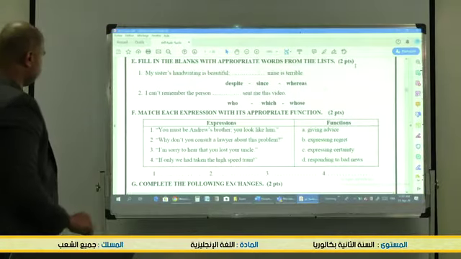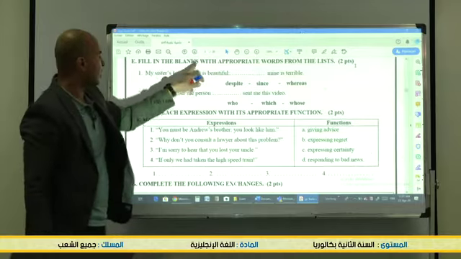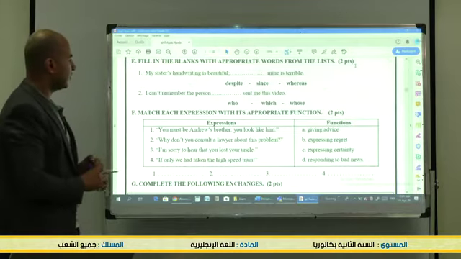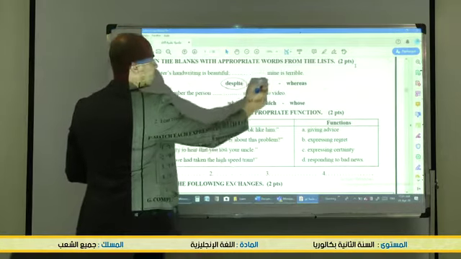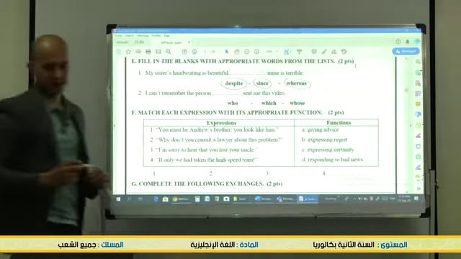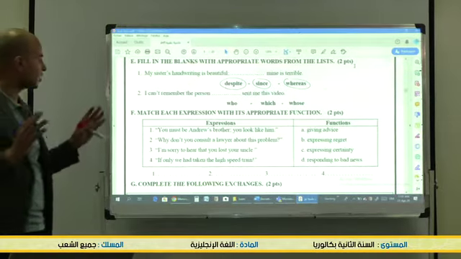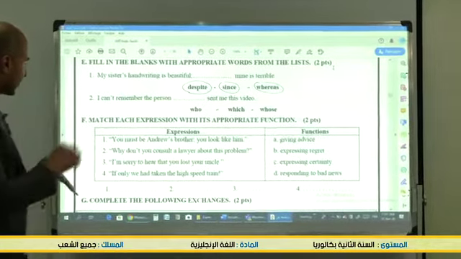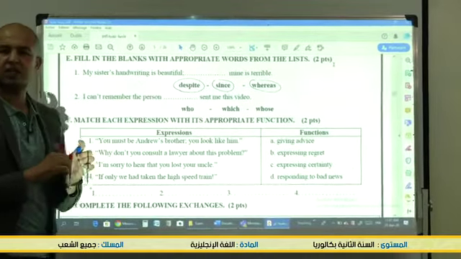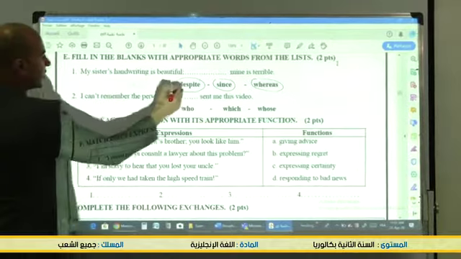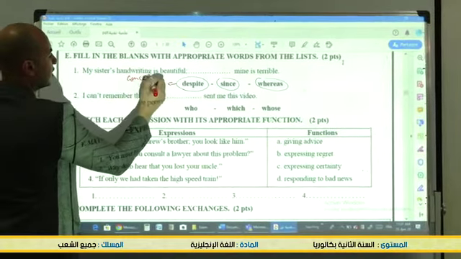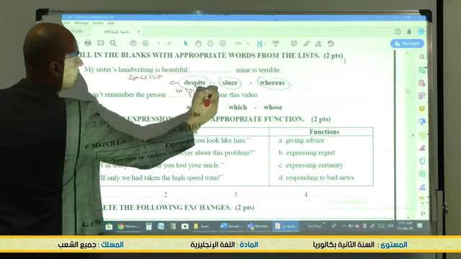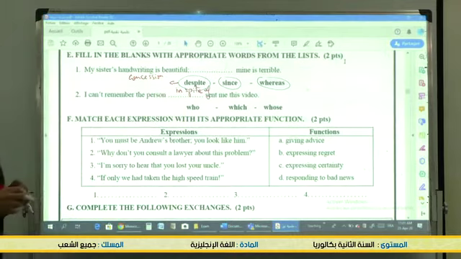Let's go to E. Fill in the blanks with the right words from the lists. Again, we have despite, since, and whereas. These are linking words, these are connectors. Each one serves a function. So despite here expresses what? If you remember, despite expresses concession. We can have despite and also in spite of. Together they express concession.